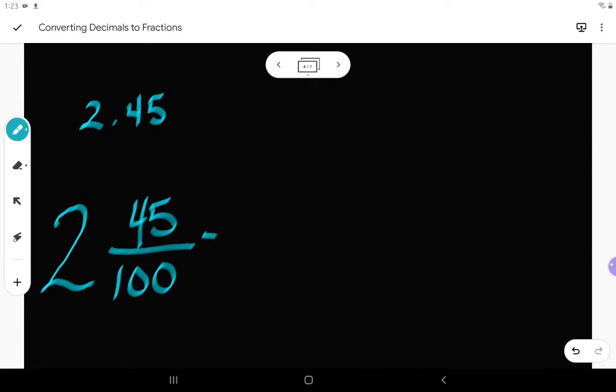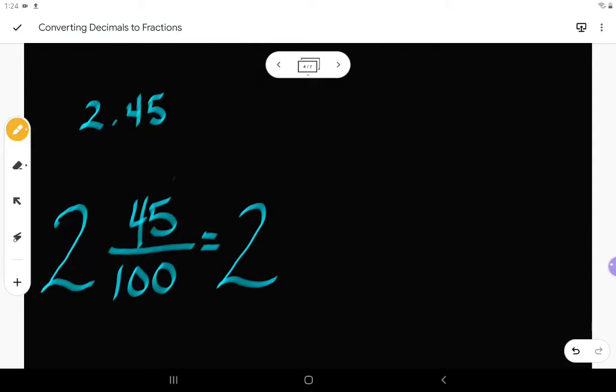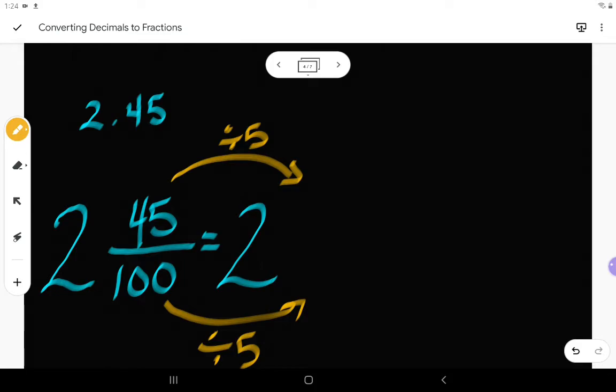Now when I put this into lowest terms, I'm going to keep that 2 out front, and the only thing that's going to change is my fraction portion. So 45 out of 100, 45 and 100, they both have a common factor of 5 because they both end in 0 or 5. So I can divide the top and bottom by 5. And that's going to give me 9 over 20.